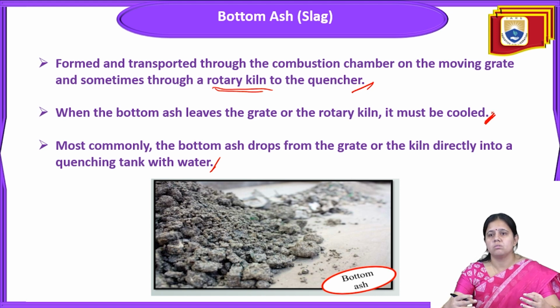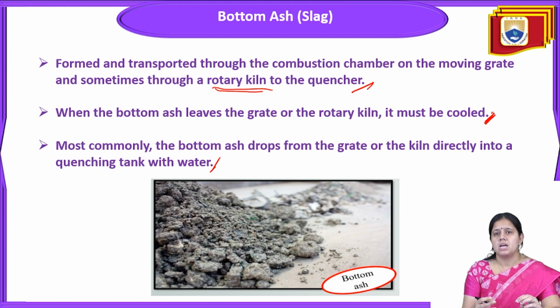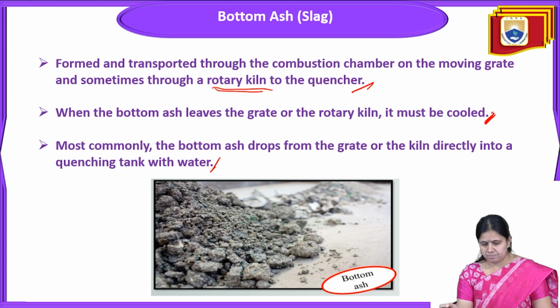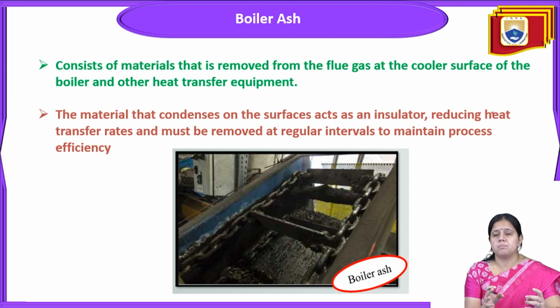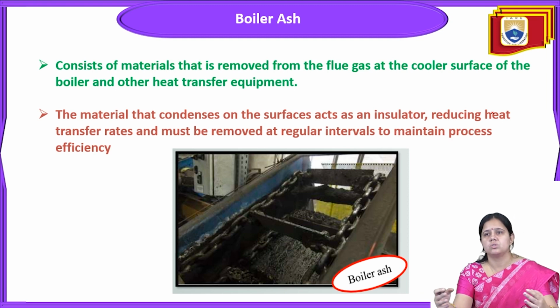It should be cooled down when it leaves its chamber, and the bottom ash drops from the grate and the kiln directly into a quenching tank with water. Next is boiler ash. Boiler ash is the ash that is collected from the boiler. After this hot chamber, the flue gas will enter into the boiler.